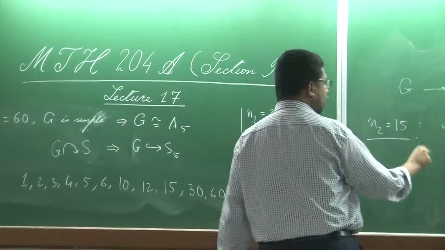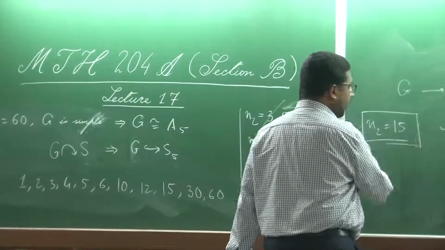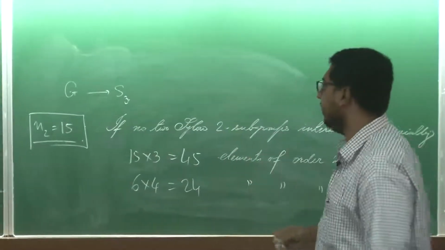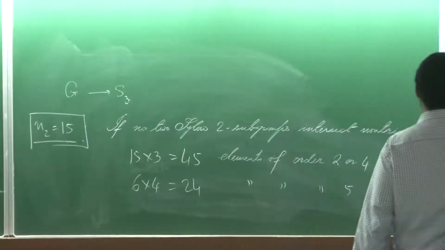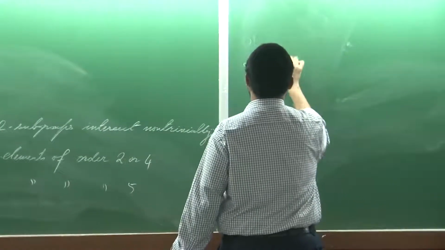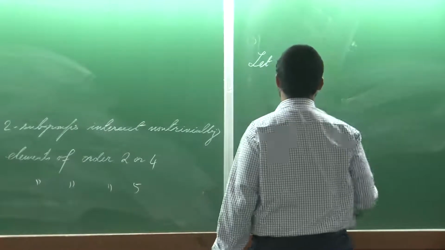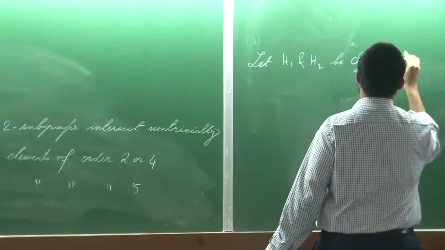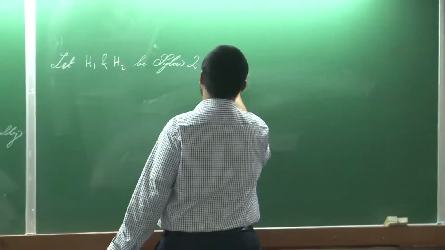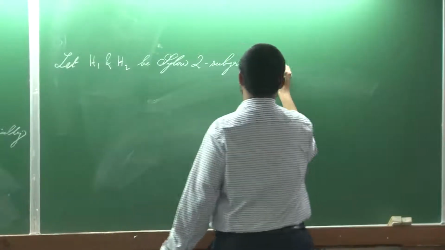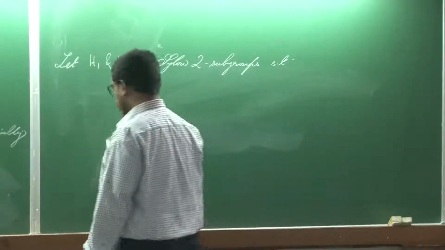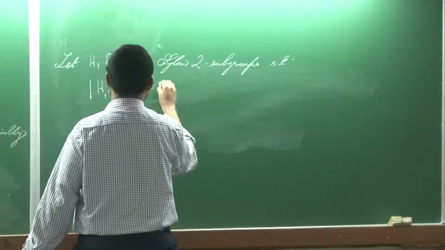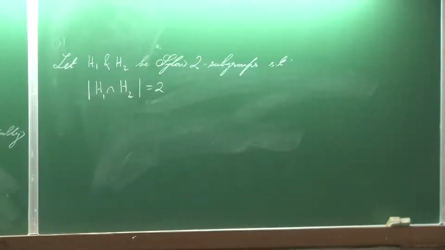So, that shows that if N2 is 15, then there must be at least 2 Sylow 2-subgroups which will be intersecting each other non-trivially. So, let H1 and H2 be Sylow 2-subgroups such that the intersection is non-trivial. That means H1 intersection H2 must have order 2, because they have order 4.